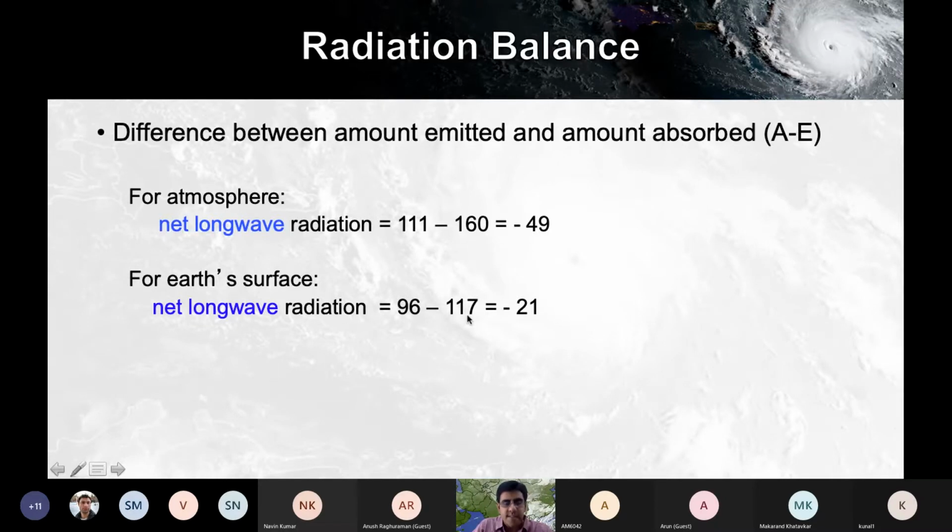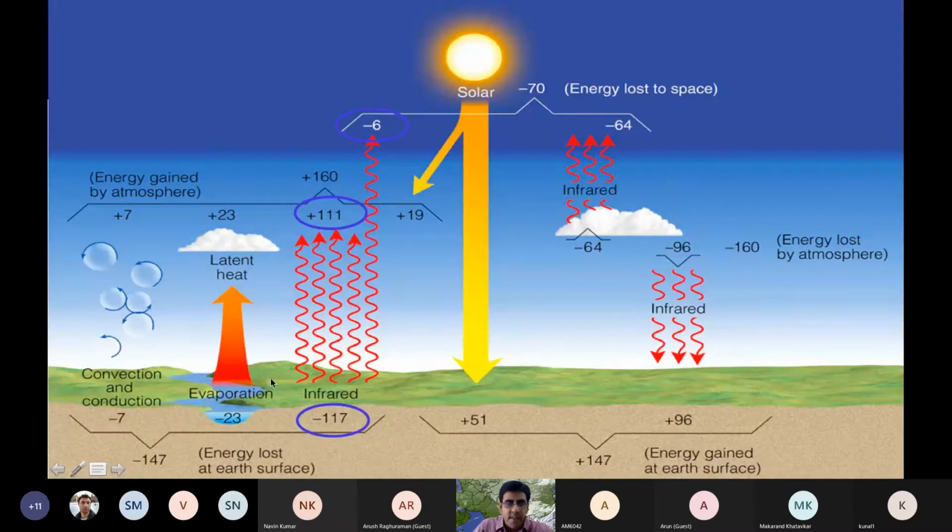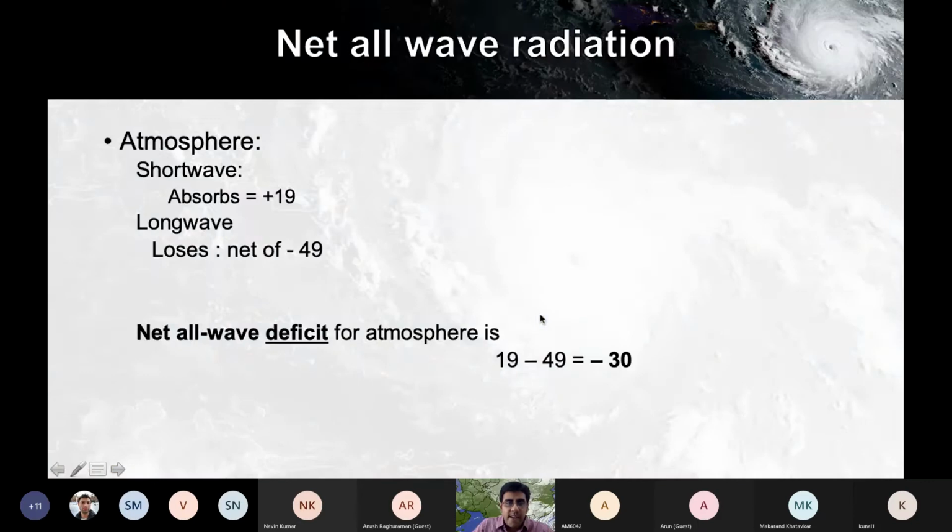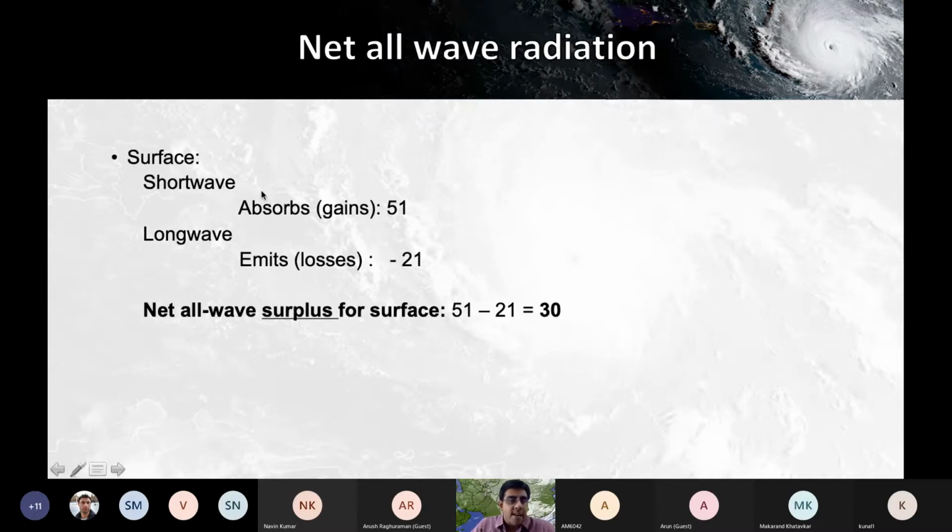Surface net long wave radiation is 96 minus 117, because 96 is absorbed and 117 is taken away. Similarly, for the short wave part, the net deficit in the atmosphere is minus 30. So the atmosphere has a deficit of radiation. That's why the atmosphere is always at a cooler state than the surface. And the surface has a surplus of 30.